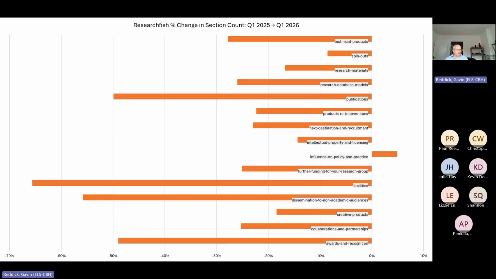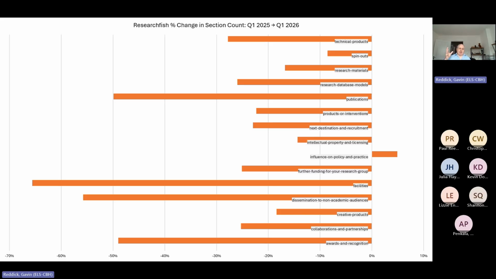And if we look at the percentage difference year on year between Q1 25 and Q1 26, you can get a sense as to the outliers. So those things that saw the biggest percentage decreases year on year, and those were, with the exception of publications, sections where ops were used most heavily. So the biggest drop was in the facility section. So you can see not quite 70% reduction year on year. Dissemination to non-academic audiences, you can see not quite 60% reduction year on year. And awards and recognition, almost 50% reduction year on year there.